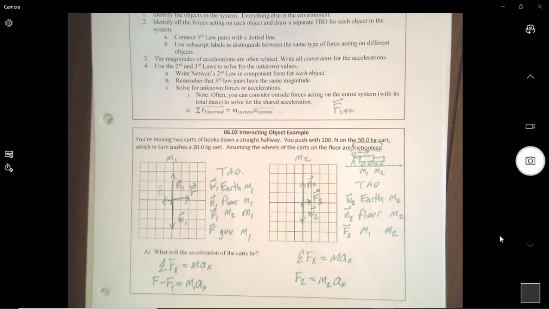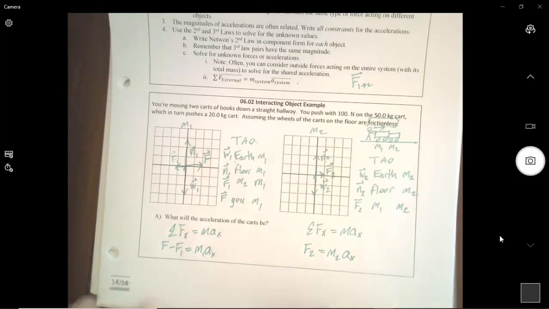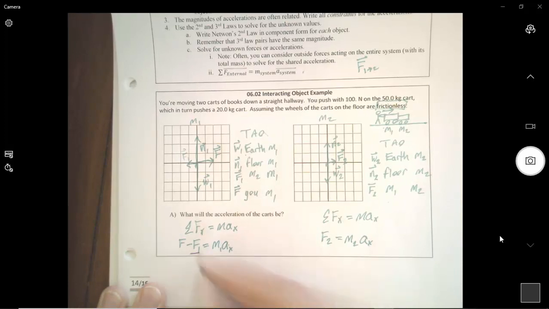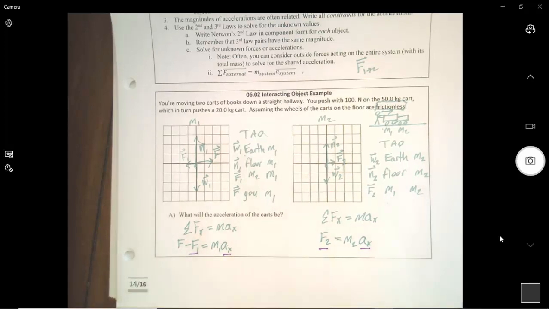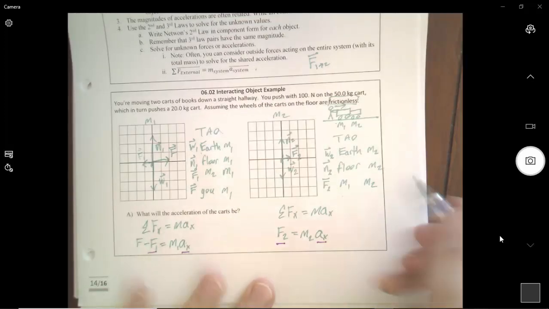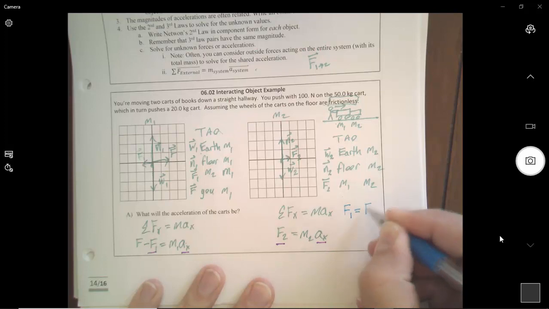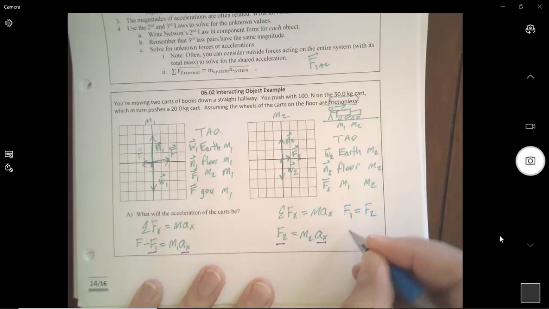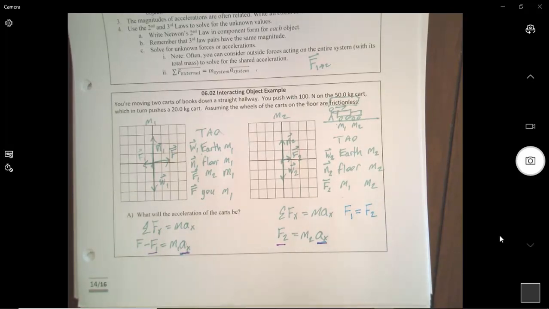In order to finish this problem, well, let's just highlight something. What do we know and what don't we know? Well, we don't know what F1 is. We don't know what AX is. We don't know what F2 is. We don't know what AX is. There are some things that we do know. What we know is that F1 is equal to F2. And we know that this AX and this AX are the same.